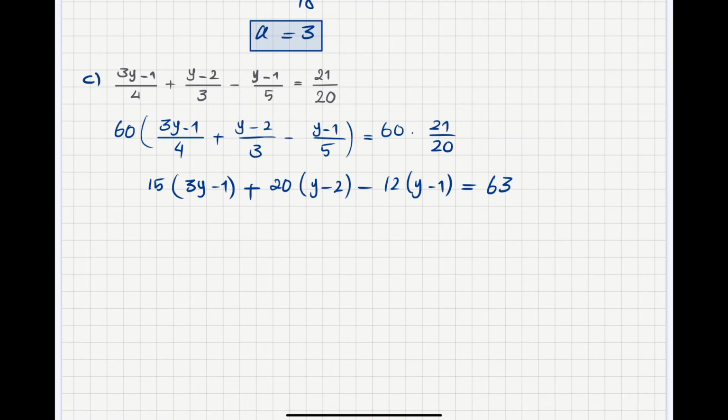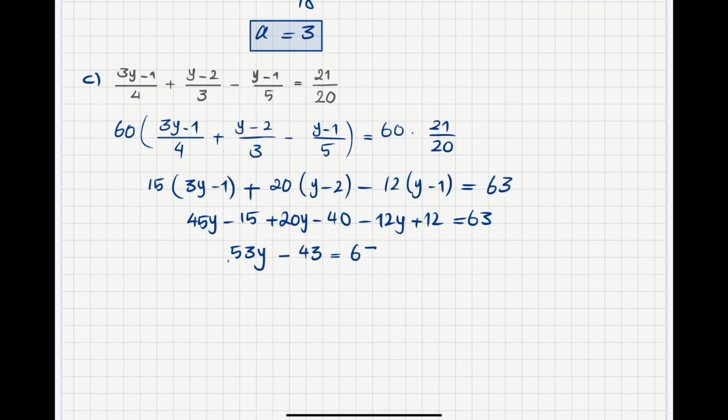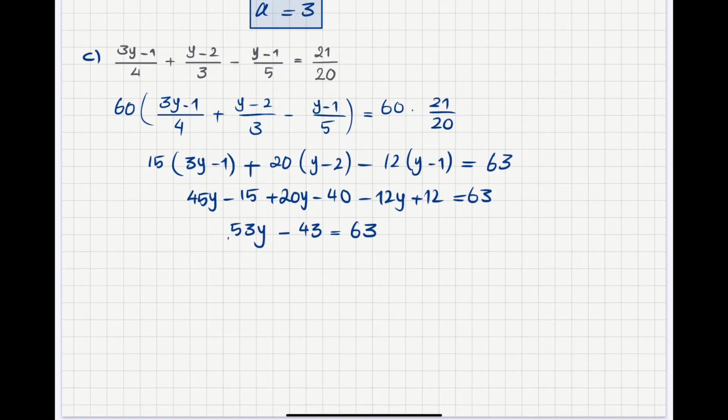So this I multiply, it becomes 45y minus 15 plus 20y minus 40 minus 12y plus 12 is equal to 63. I do some simplifications. This one and this one are similar, so it becomes 53y, and then this one is minus 55. Minus 55 plus extra 12, it becomes minus 43. On the right hand side I have this. Yes, do you agree with me?